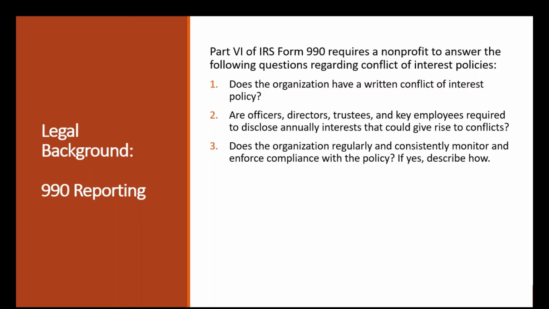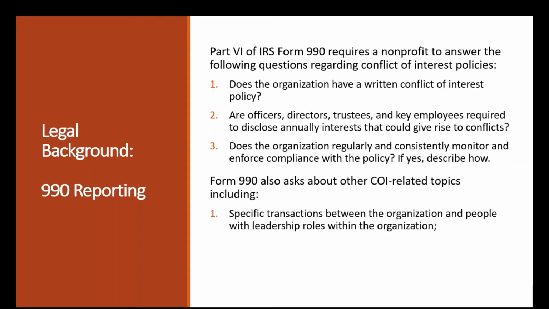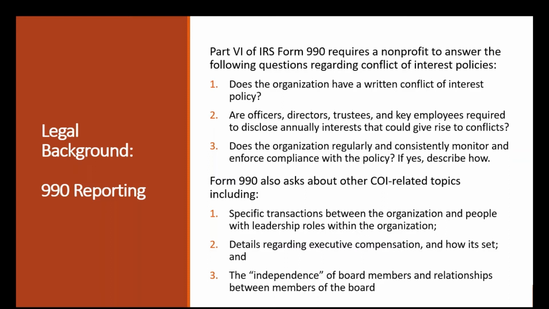So this is the IRS giving you a very, very strong wink, wink, nudge, nudge that these are steps that you should be taking to have the best governance practices for your organization. The 990 also asks about other conflict of interest related topics, including what specific transactions occurred between the organization and people with leadership roles within the organization. It asks about details regarding executive compensation and how executive compensation was set. And it asks about the independence of board members and about relationships between members of the board. And we'll touch on all these topics in a moment.